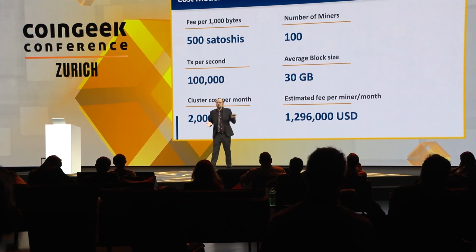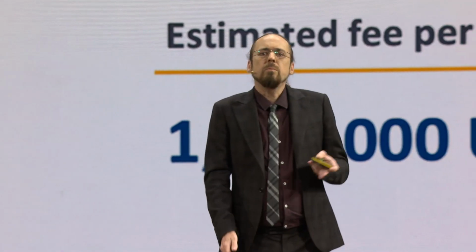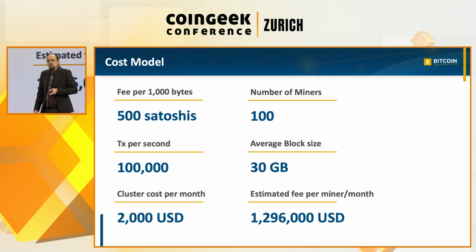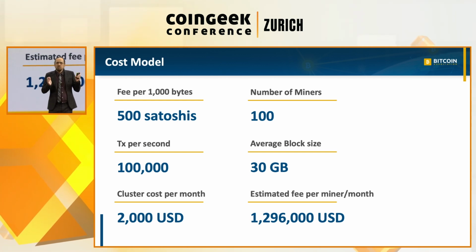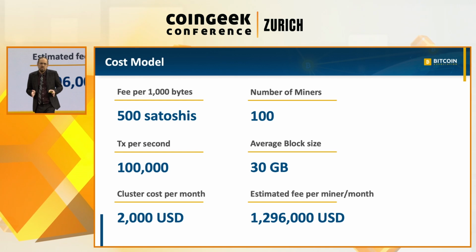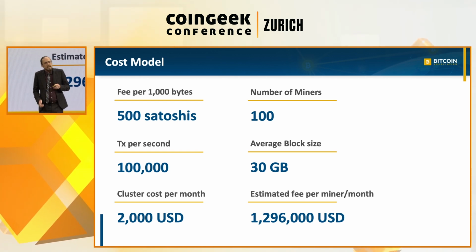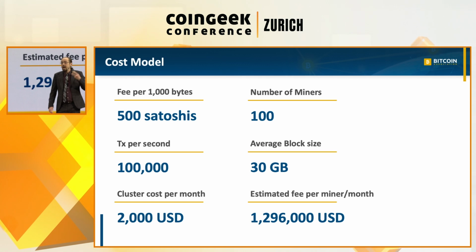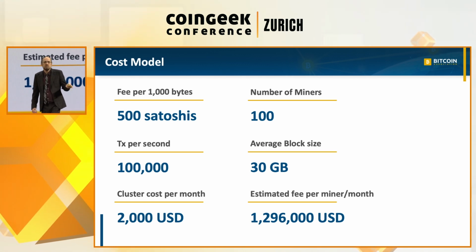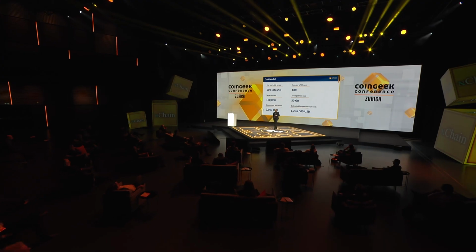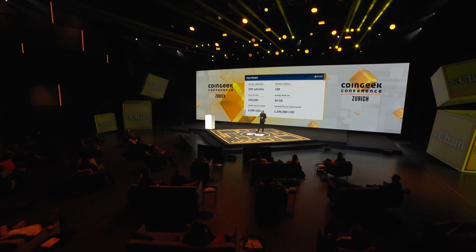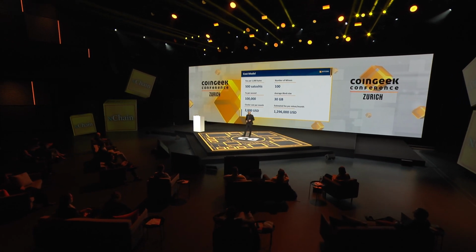There's a little cost model using the current fee rate, assuming there's 100 miners running, or 100 mining pools rather, and assuming that they're supporting a 100,000 transaction per second throughput. That will give you an average block size of 30 gigabytes, assuming they're all payment transactions and not database data transactions. And it costs us, well, our clusters that we're using, they're bare metal servers, cost us about $1,000 USD a month. I've doubled that because you actually want to have excess capacity.